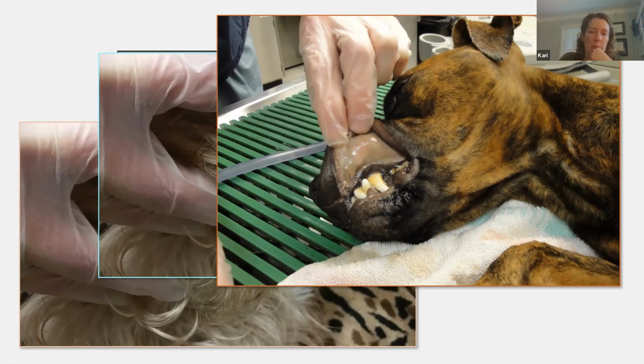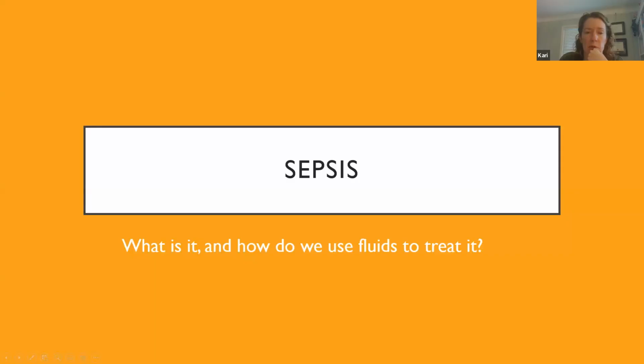And this patient may be one that we need to get into surgery as soon as we can get them stabilized. So it's important to recognize the differences in these in terms of what we see when we look at them on triage.